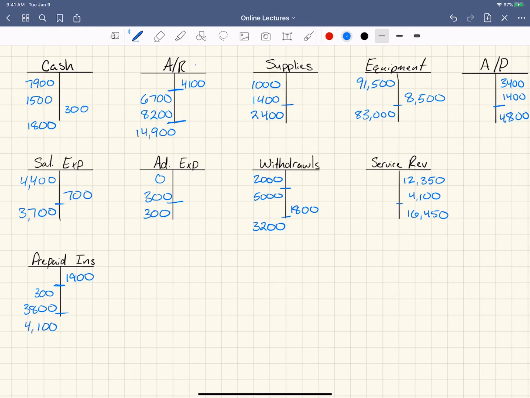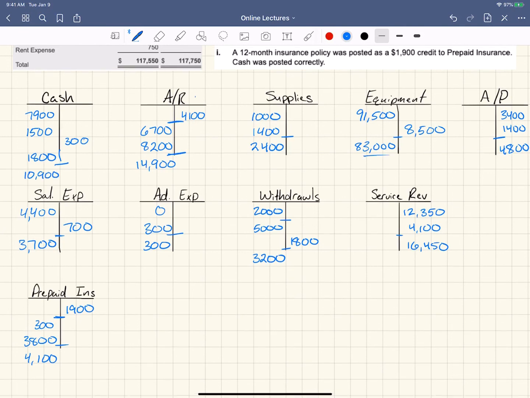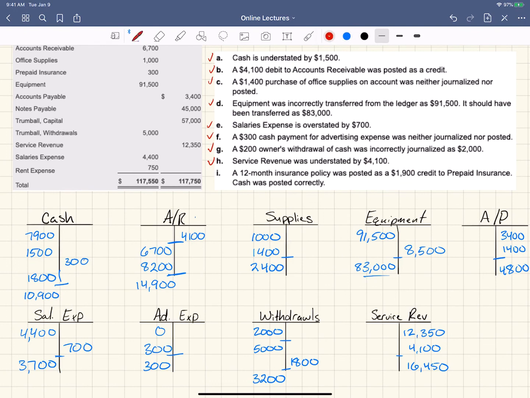And 300 plus 3,800 puts our balance at 4,100. I want to go ahead and total up cash. So I'm going to do that by taking 7,900 plus 1,500 minus 300 plus 1,800, and that equals 10,900. I just checked these numbers. I mean, I feel confident in my accounting skills, but I wanted to make sure if I'm posting this video, I'm giving you guys the right numbers. But these are all correct. We just went through and solved them one by one.